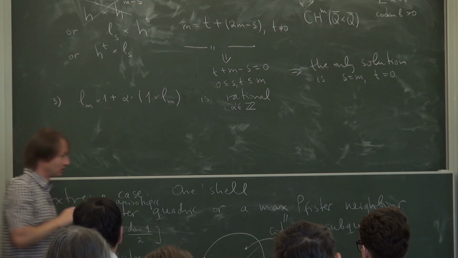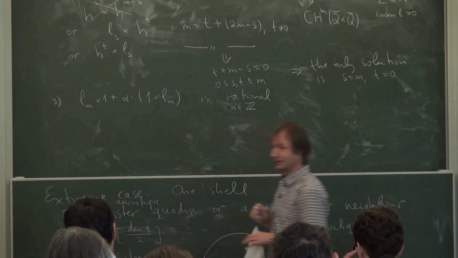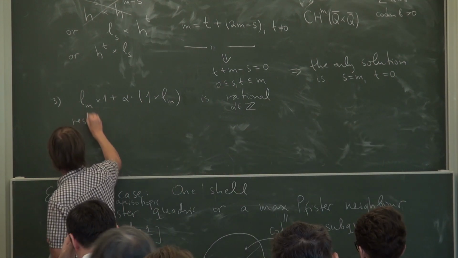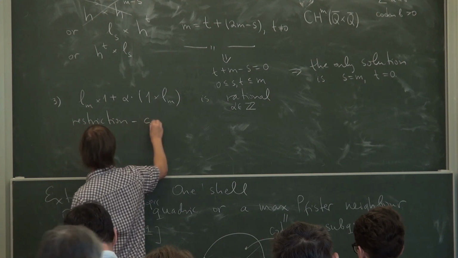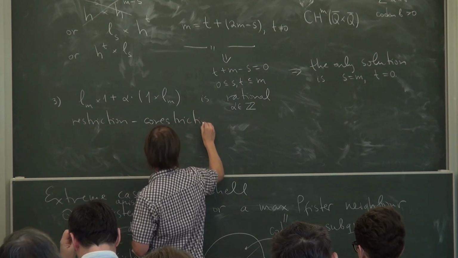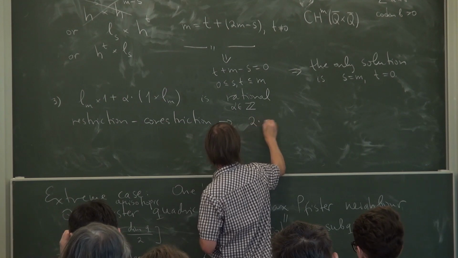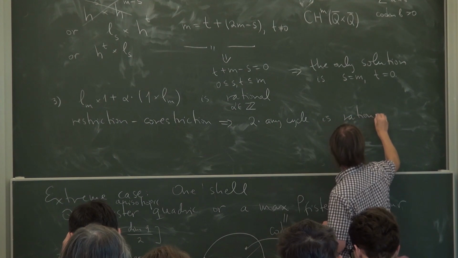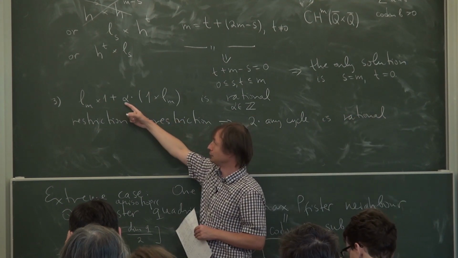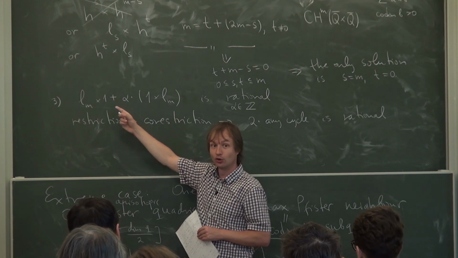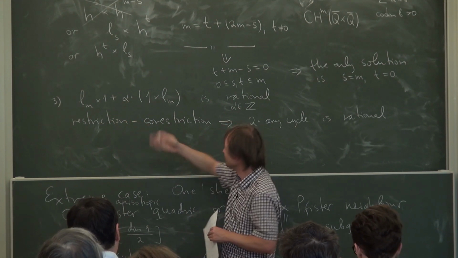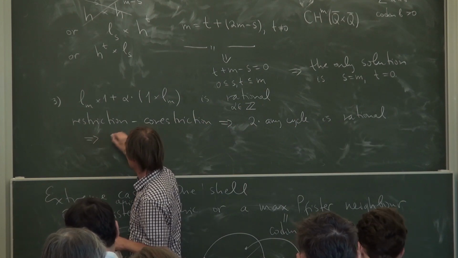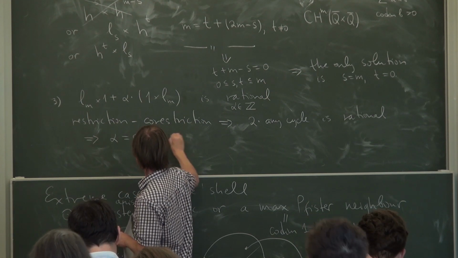But as I mentioned, there is a problem in the middle. But here, it's not the case. So the co-restriction argument implies that twice any cycle is rational. This means we can reduce this alpha to the value 0 or 1, because we can just add any even number. So without loss of generality, alpha is 0 or 1.